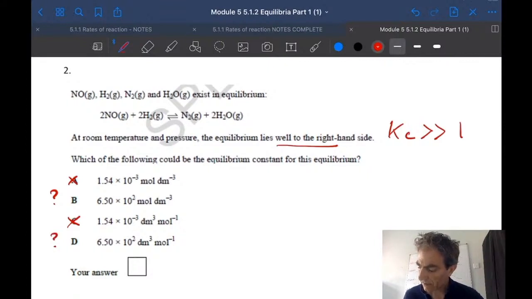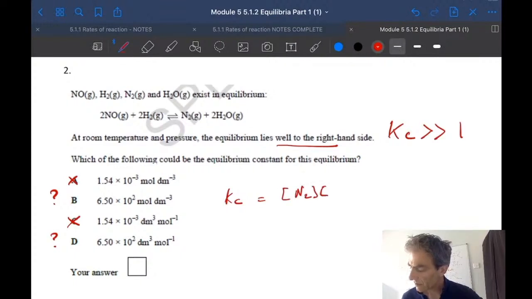So look at what they've done. They've given you exactly the same number, 6.5 times 10 to the 2. The only difference is the units. So obviously you've got to have the right units to get the right answer. If you think about the Kc expression, I'll explain this in full because it'll be good revision for units. The Kc expression for this one would be [N2] times [H2O] squared over [NO] squared times [H2] squared. So that's the Kc expression.